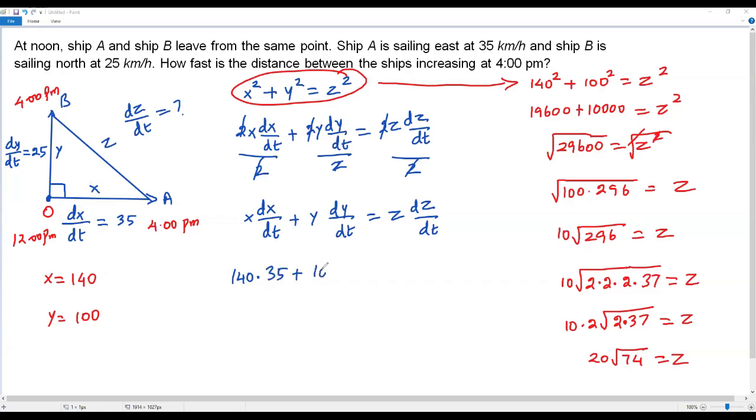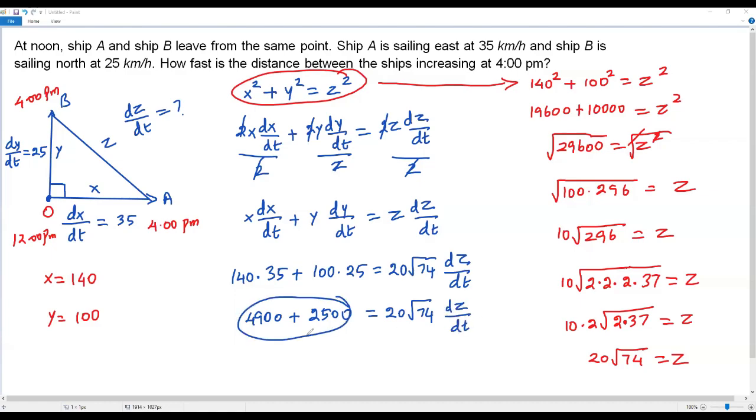For Y at 4 p.m. we have 100, dy/dt is 25, equals, for Z we have 20 times the square root of 74 times dz/dt. Let's do all the possible simplification here. When I multiply 140 by 35, I am getting 4,900 plus 2,500, equals 20 times the square root of 74 times dz/dt. When I add these two values, I am getting 7,400 equals 20 times the square root of 74 times dz/dt.